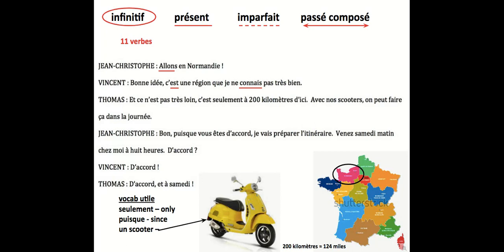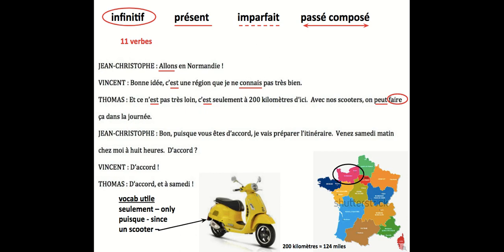OK, phrase suivante. Ce n'est pas très loin. C'est seulement à 200 km d'ici. Il y a deux verbes. Et, oui, both in present tense. Phrase suivante. Avec nos scooters, on peut faire ça dans la journée. Il y a deux verbes dans cette phrase. Peut, ça c'est au présent. Et faire, ça c'est dans la forme infinitive.